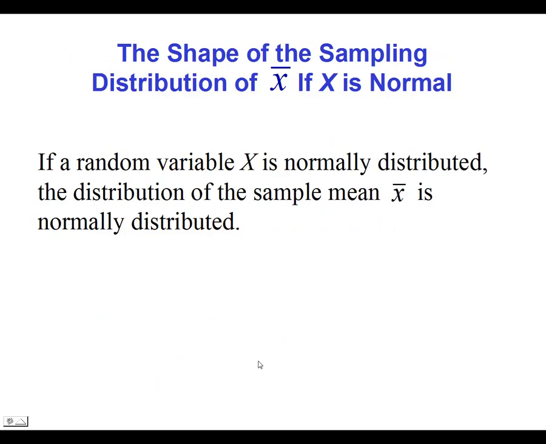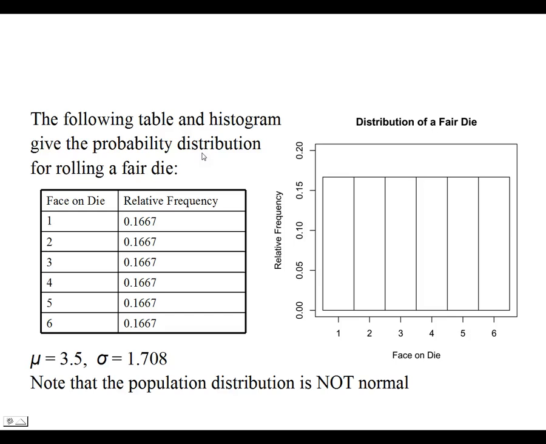Now, if x is normally distributed, then the distribution of x bar will also be normally distributed. We run into a problem, however, if we're taking a value for x bar that is not from a normal distribution. So here's an example: the distribution of a fair die. The different possible values for rolling a single die are 1, 2, 3, 4, 5, and 6, and they have a uniform distribution as far as what is possible. Now it's not strictly uniform because it is a discrete distribution, but all the probabilities will be the same.